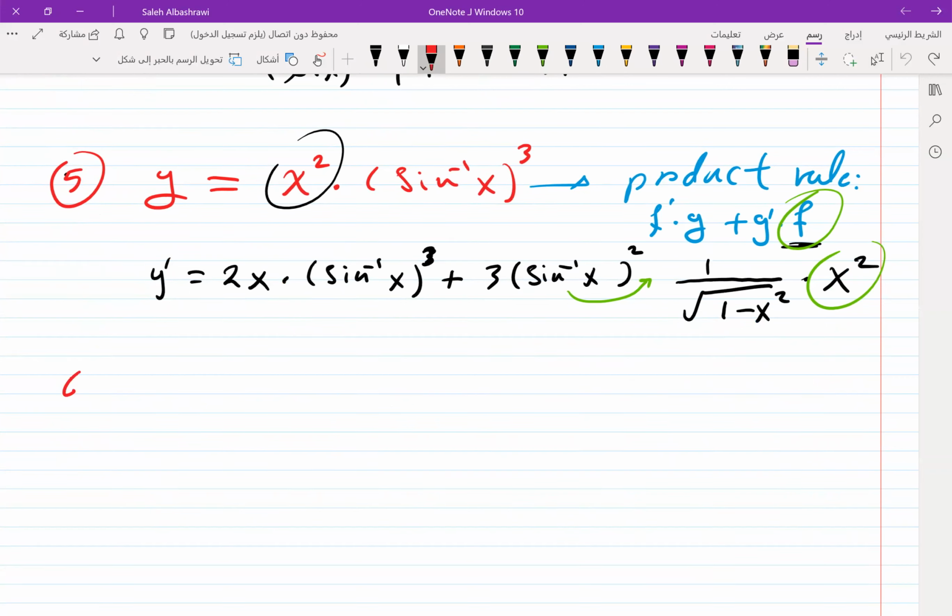Number 6. Before doing this, I will write one remark.